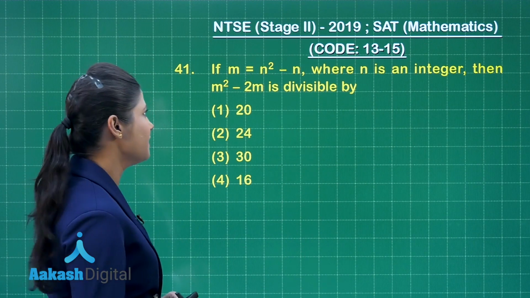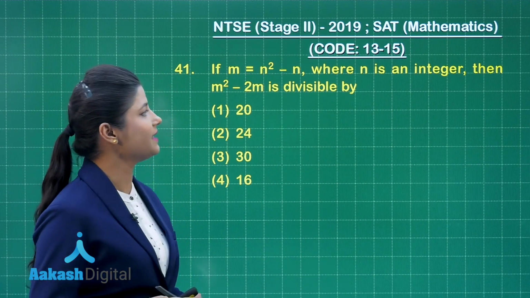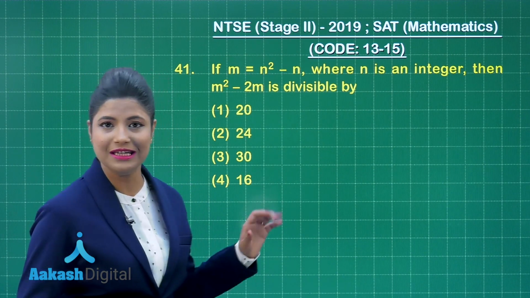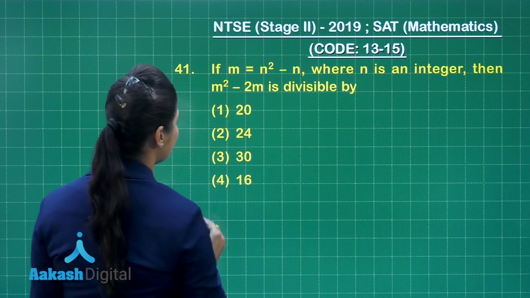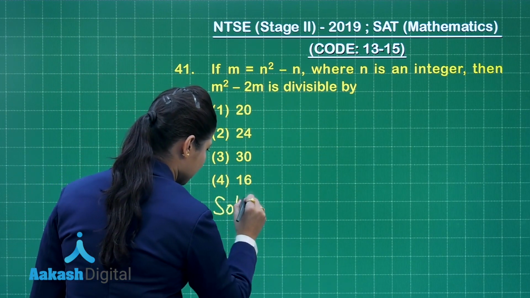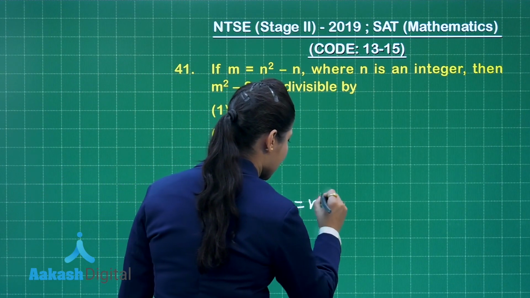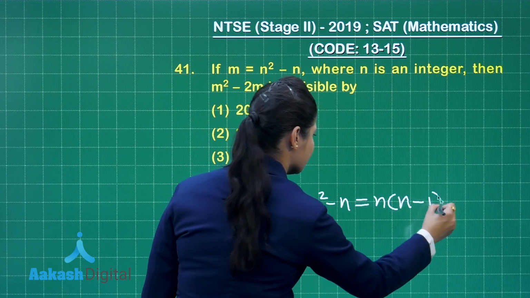Here it states if m is equal to n square minus n, where n is an integer, then m square minus 2m is divisible by which of these four options? So in this question, we are talking about m equal to n square minus n. If you consider this value of m, it is provided as n square minus n. You can simplify it as n into n minus 1.